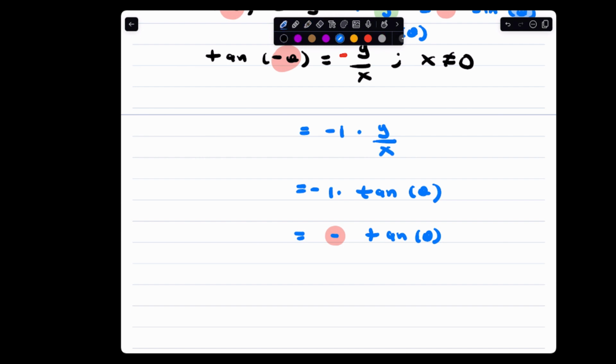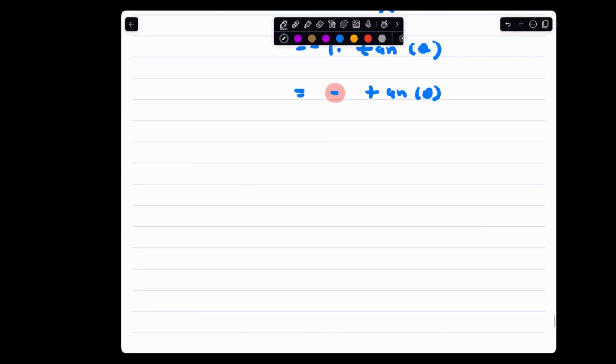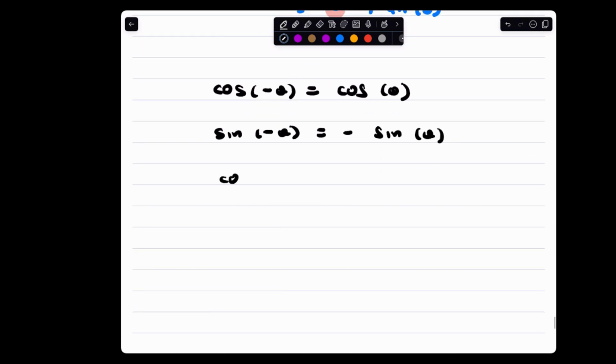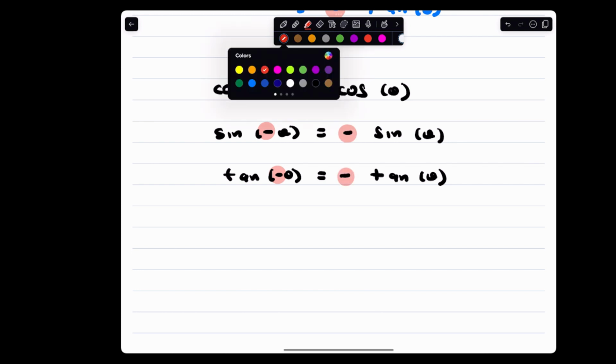So here's the real summary, ladies and gentlemen. We summarize it this way: cosine of a negative angle is the same as cosine. Sine of a negative angle, just pull out the negative sign, and it's going to be minus sine theta. That leaves us with tangent of a negative angle, which is the same as the sine situation, just pull out the negative sign. I want you guys to see this very important property because we're going to be using this.